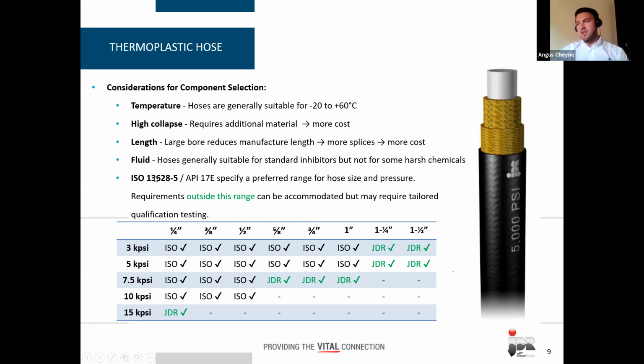And the final consideration is that within the governing standards for umbilical design, they do state a range for bore size and corresponding pressure. So if you're operating outside this range, you should consider that the design may be more complicated, and there may need to be some bespoke considerations made. In this table, you'll see that JDR do have qualified outside this range, so it's certainly not a case that it's not feasible. It just may need some expert guidance on that.